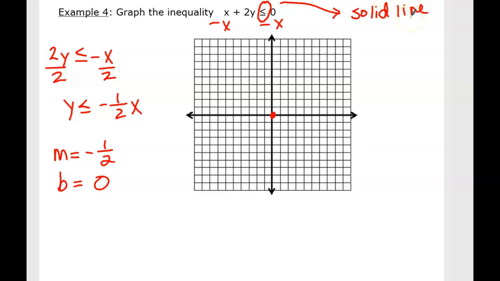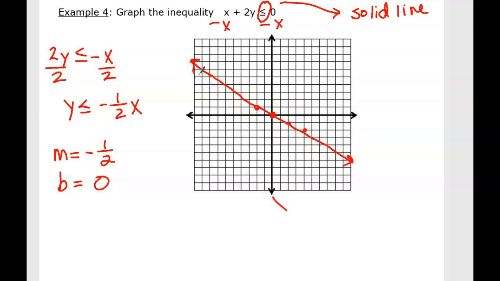So my slope is negative 1/2, so I'm going to go down 1 and over 2. Or I'm going to go up 1 and to the left 2 like that. Okay, it looks like this. I make my solid line like this. And now I need to shade.